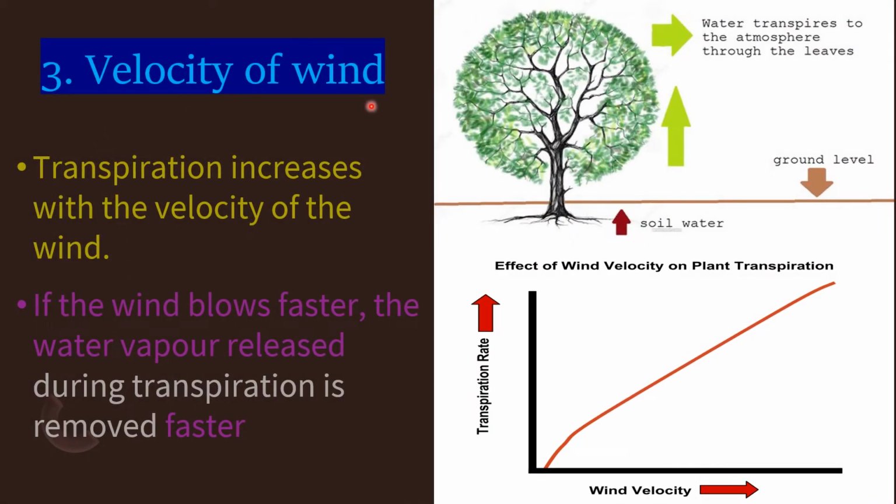Velocity of wind is another external factor affecting transpiration. Velocity of wind is directly proportional to the rate of transpiration. That means transpiration increases with the velocity of the wind. If the wind blows faster, the water vapor released during transpiration is removed faster. Then velocity of wind is directly proportional to the rate of transpiration.